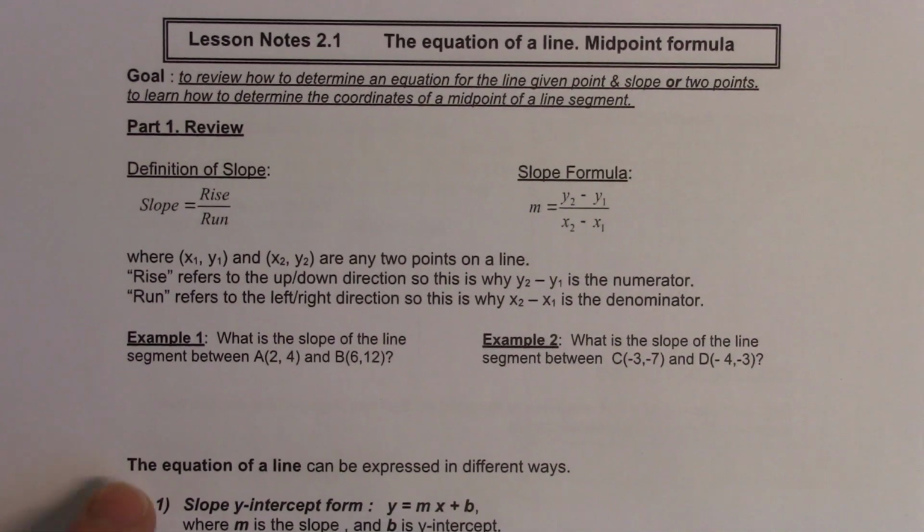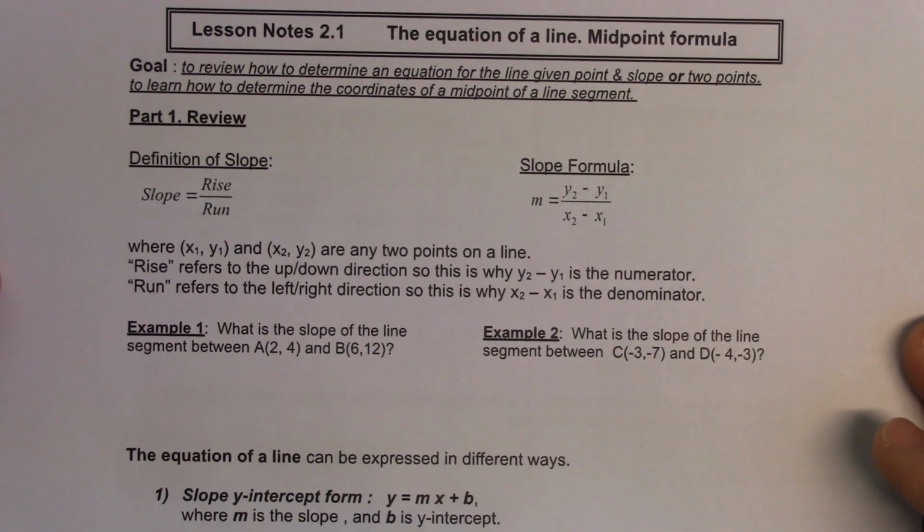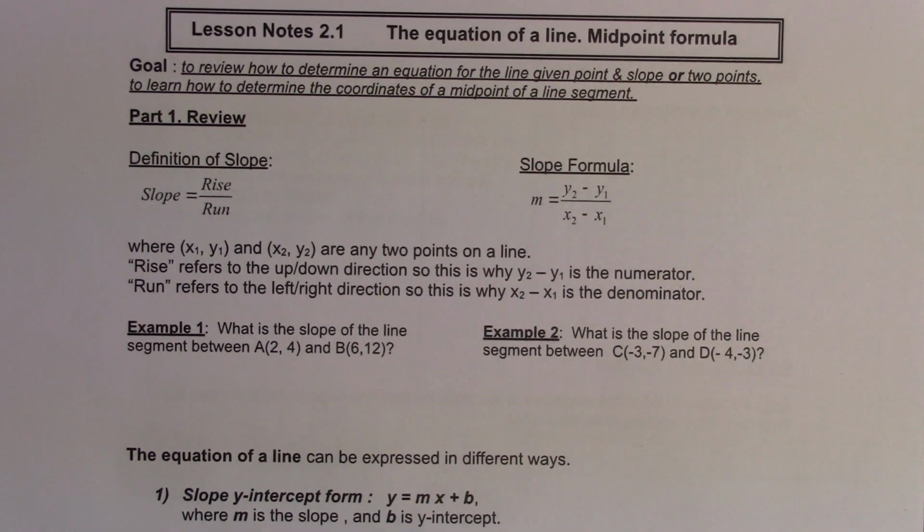So this is the first lesson of chapter 2. This is 2.1, the equation of a line and midpoint formula. We need to remember what slope is before we can do these equations for midpoint, so we're going to review what the slope is. Hopefully this will be familiar from grade 9, and then we're going to move on to midpoint.